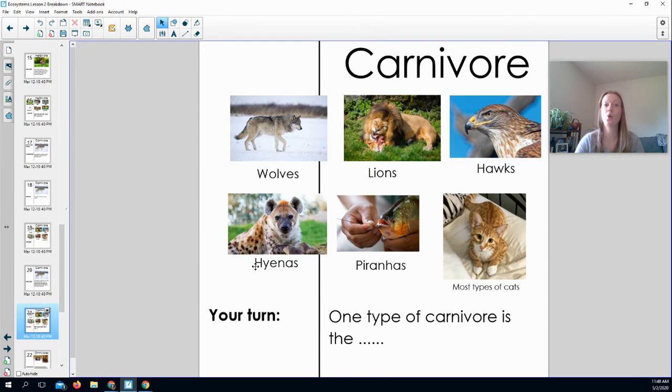It's your turn. One type of carnivore is blank. You can use one of these. You can come up with one of your own. Use a complete sentence and use the word. Go. All right, moving on.